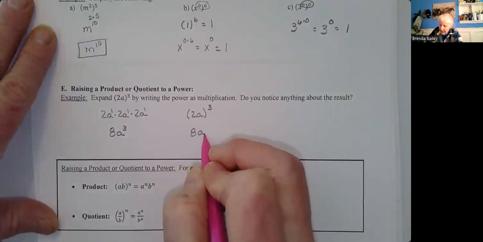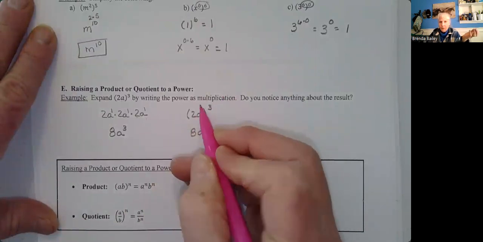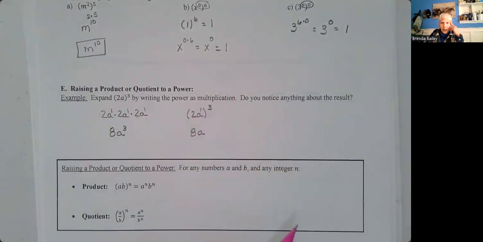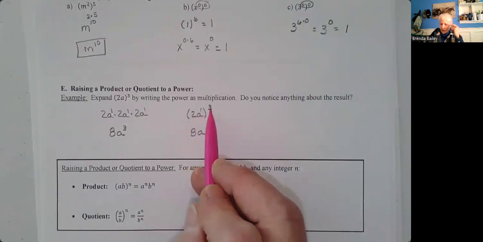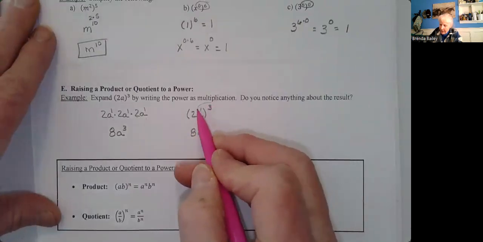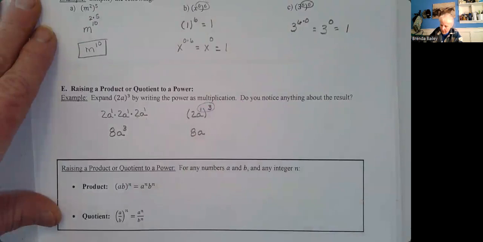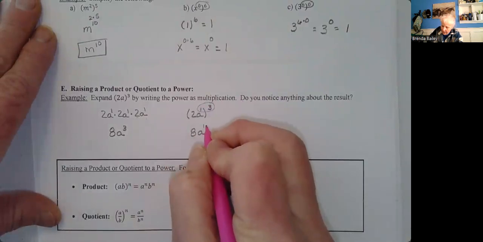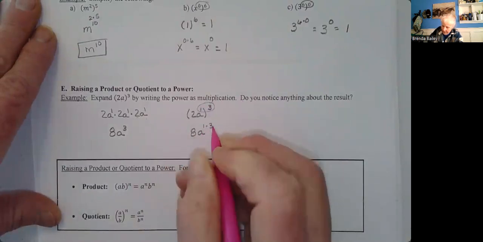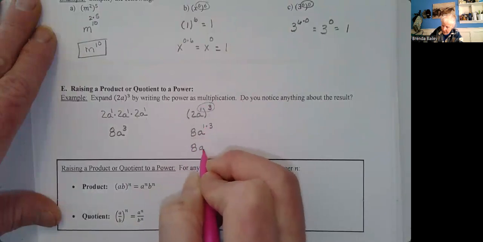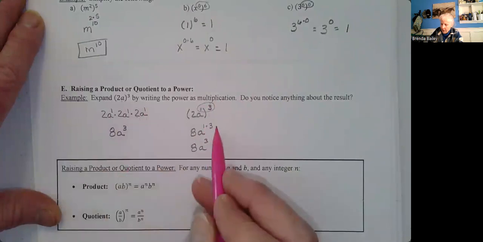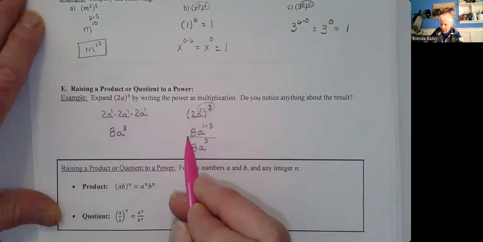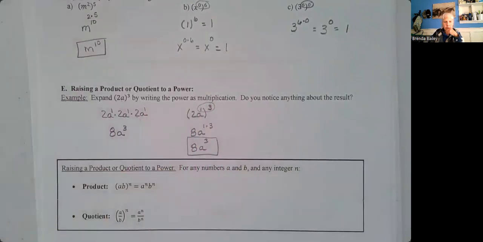8a. Now again, this is a 1. Something that you can't forget is that when there's nothing there, there's a 1. 1 times 3. So you will multiply these two together. So you'll take 1 times 3, which is 3.